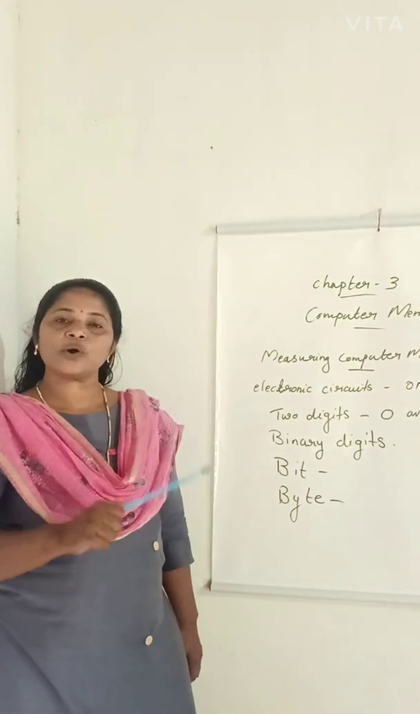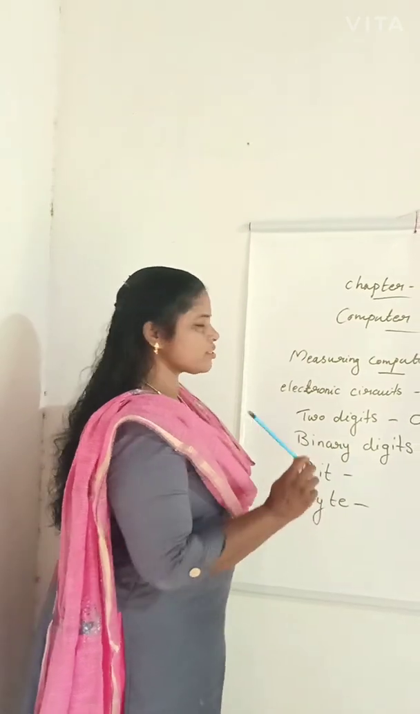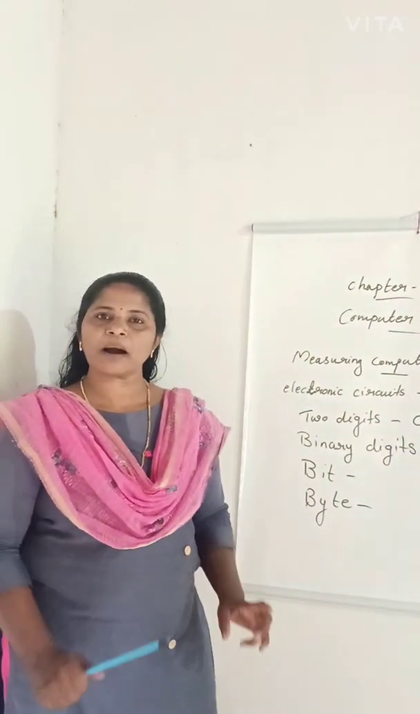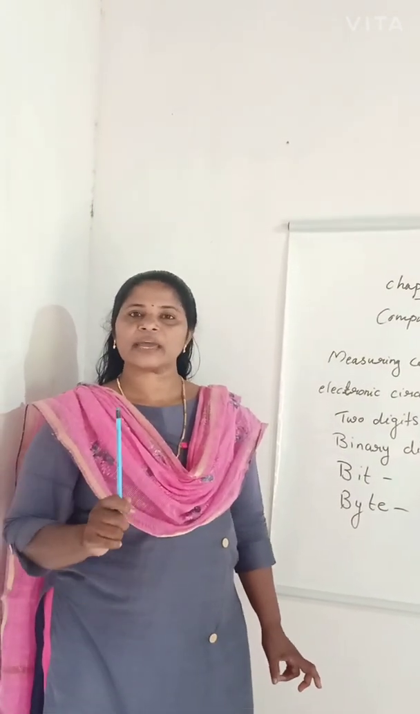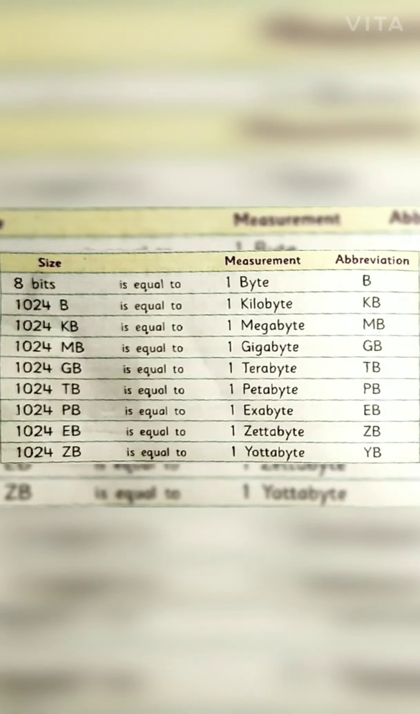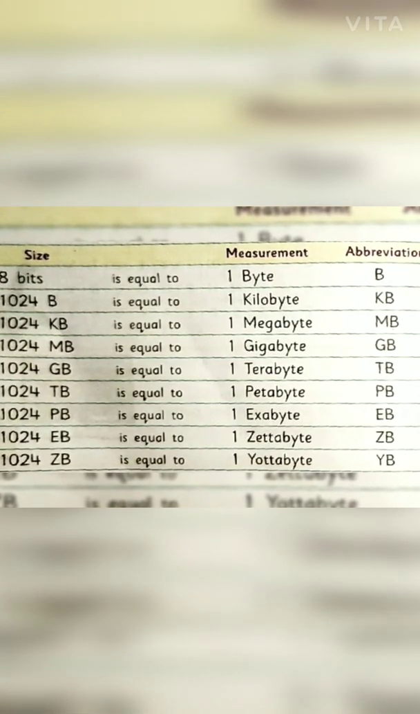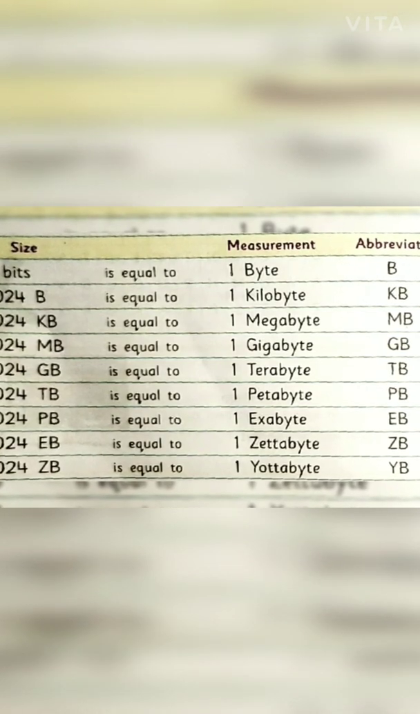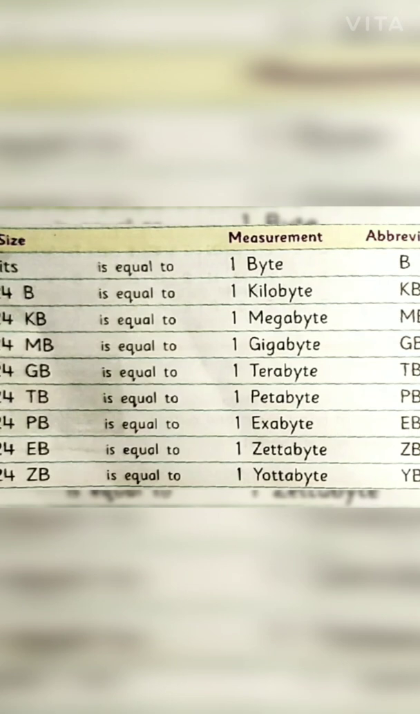The data stored in the computer in the form of binary digits or bits, and the collection of 8 bits is known as a byte. What is a byte? A byte means the collection of 8 bits. Okay. 0 and 1 are called binary digits, and a sequence of 8 bits is called a byte. 8 bits is equal to 1 byte, whose short form is B.